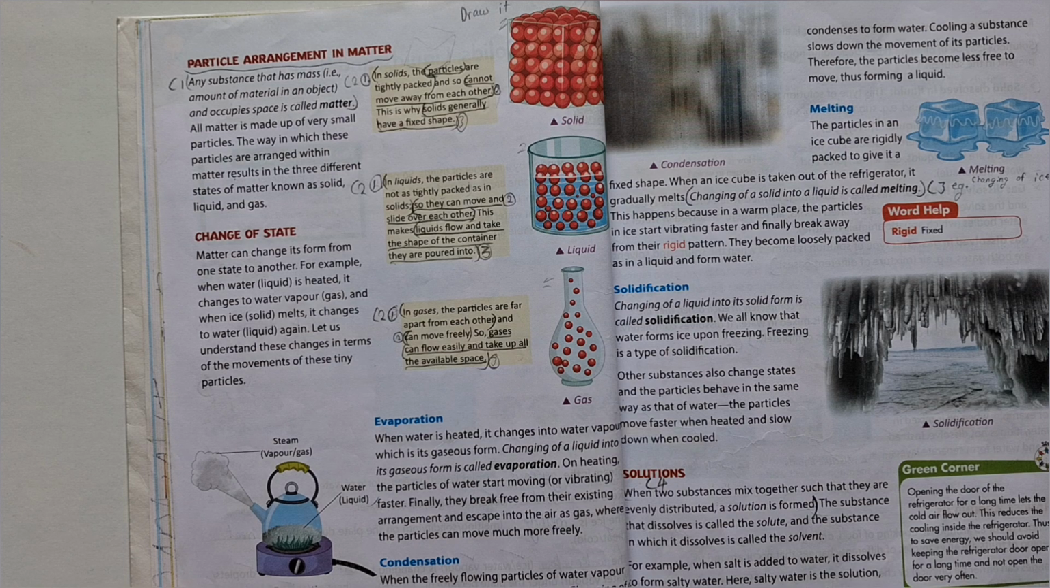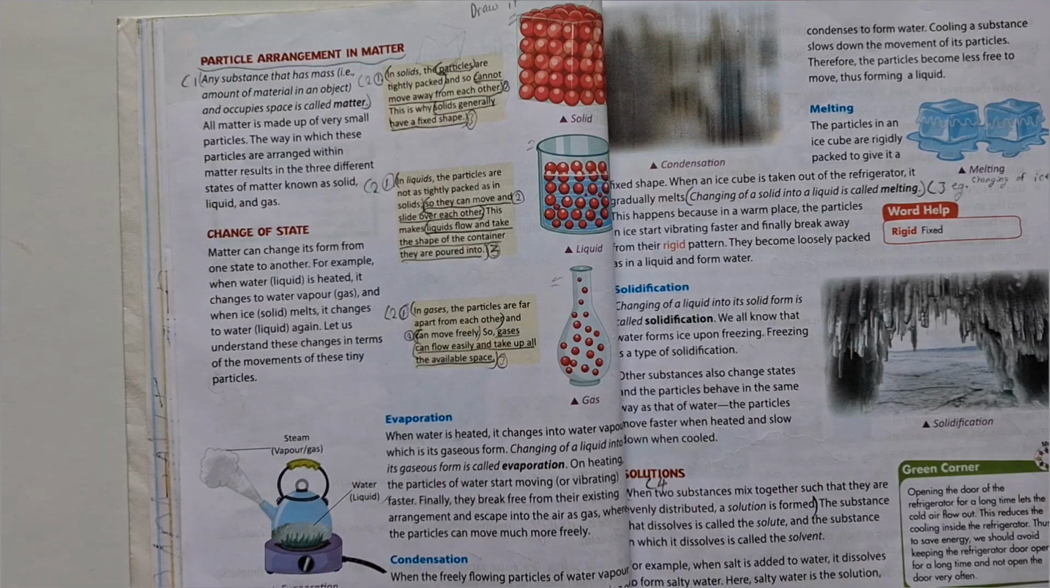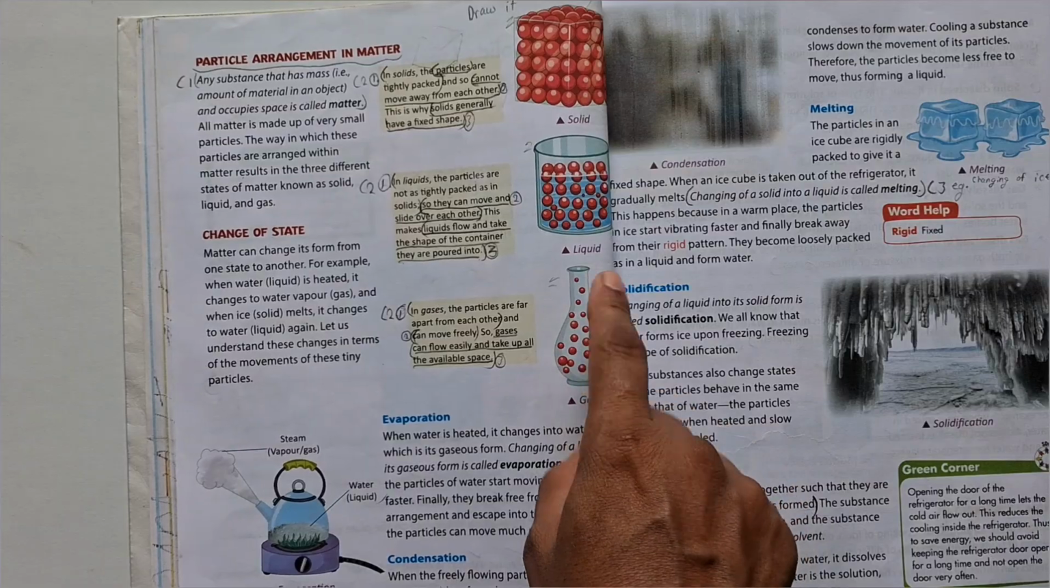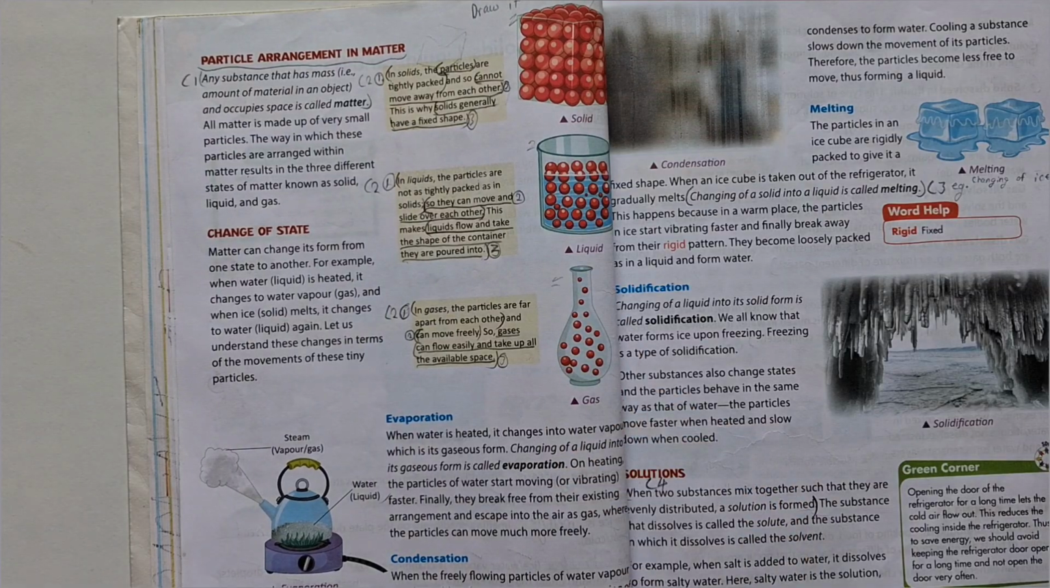And a gas: in a gas the particles are far apart from each other and can move freely. They can move freely inside this pot. So gases can flow easily and take up all the available space. Now, change of state. Matter can change its form from one state to another.